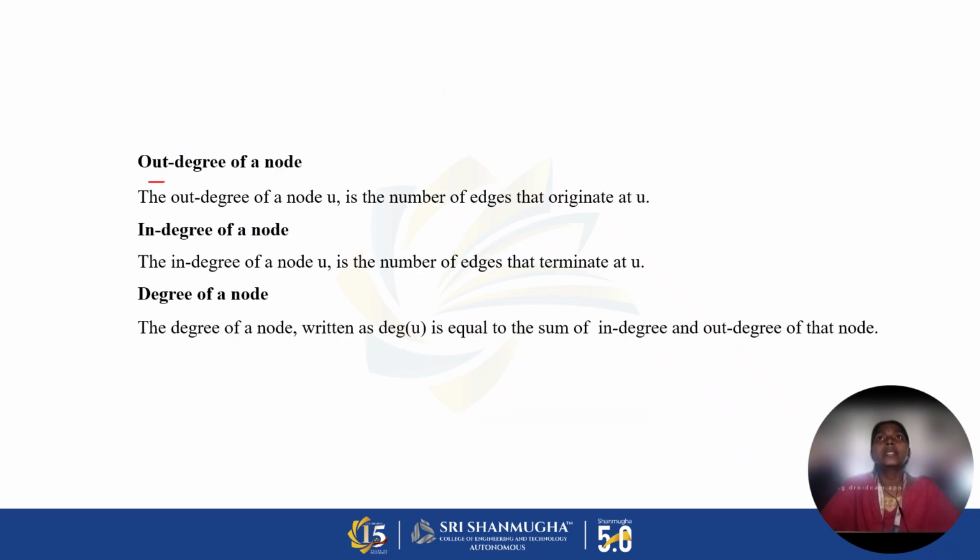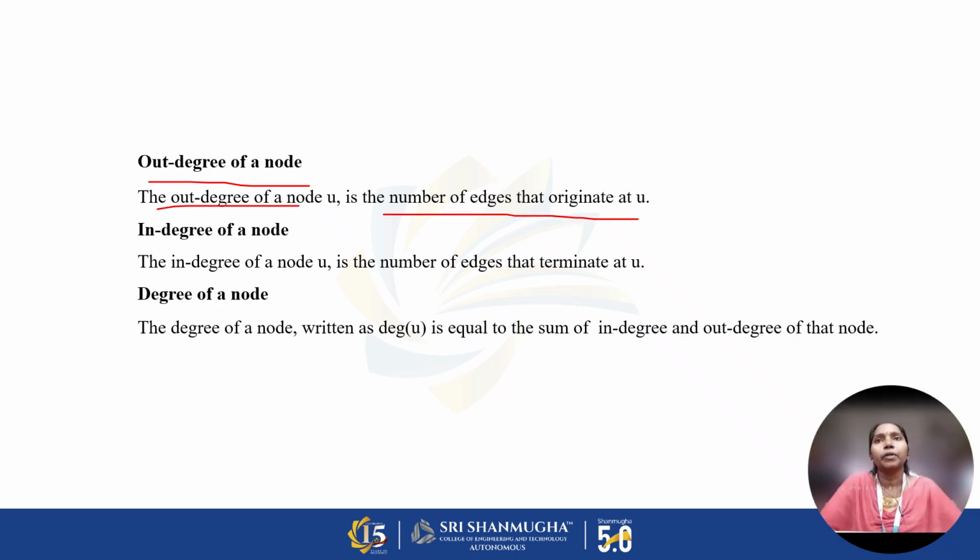Out-degree of a node U is the number of edges that originate at U. In-degree of a node U is the number of edges that terminate at U. The degree of node U is written as degree of U, which is equal to the sum of its in-degree and out-degree.